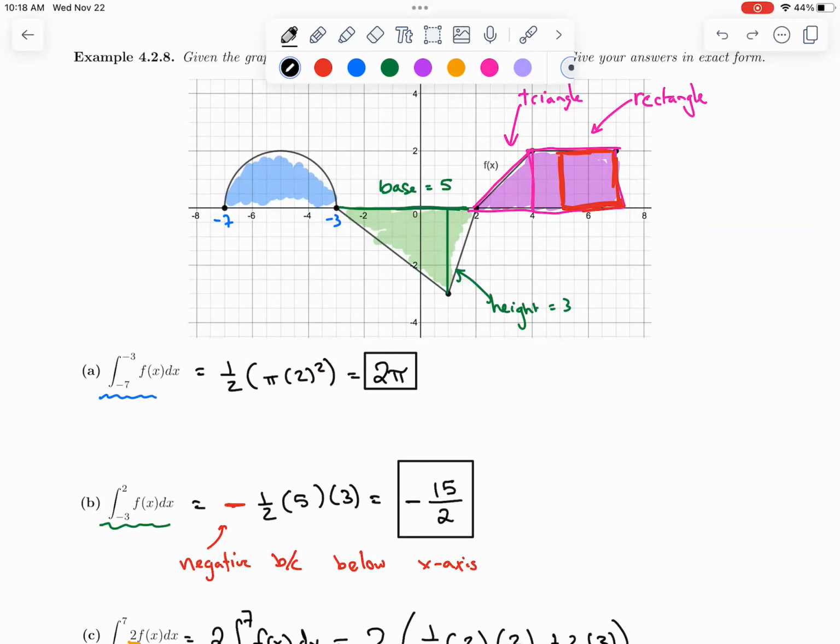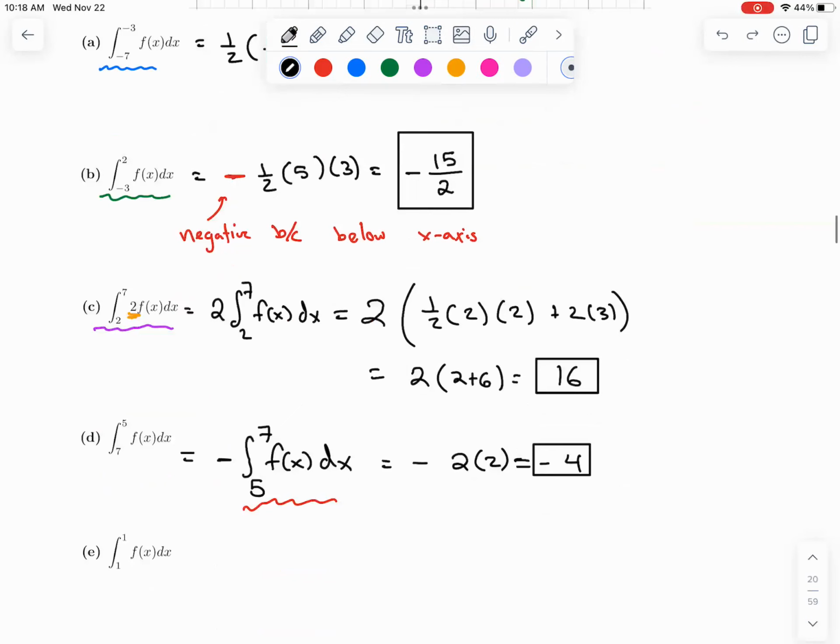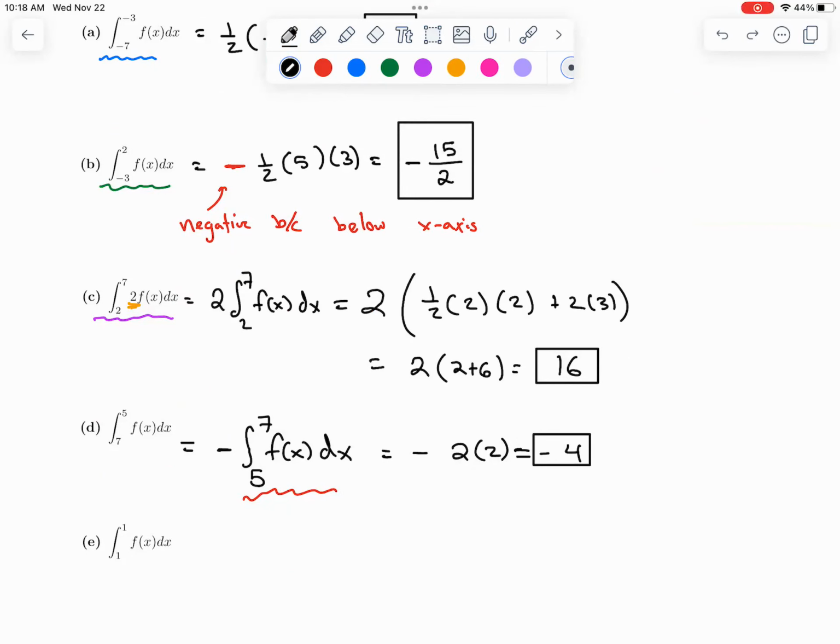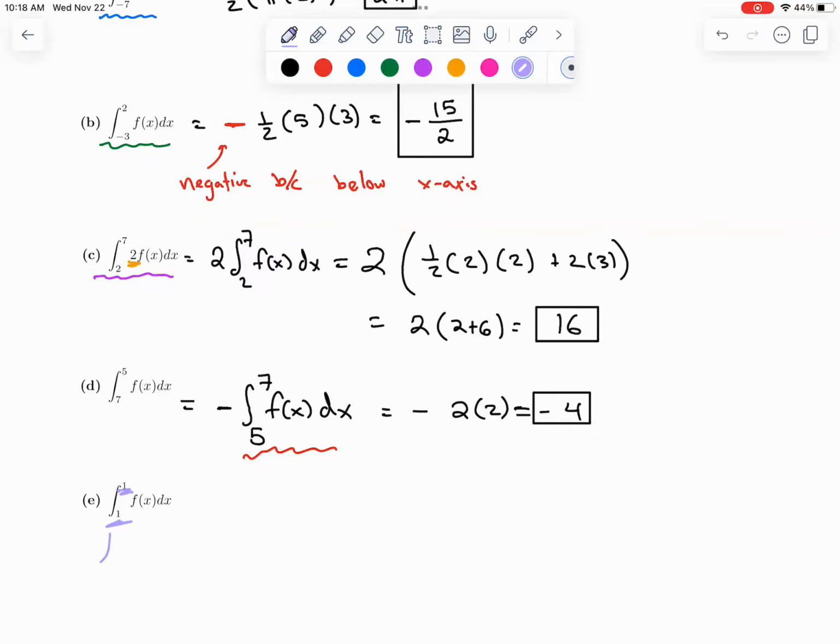Last but not least, and then we will call it a day. I don't want to eat up any more of people's holiday time with their families, so we're going to do this last one very quick. The integral from 1 to 1 of f(x) dx. It's the same bound. Same number.